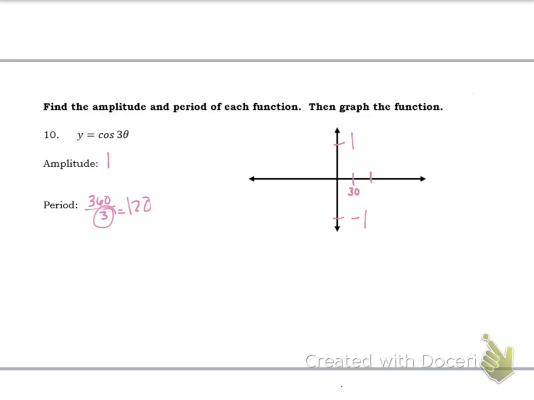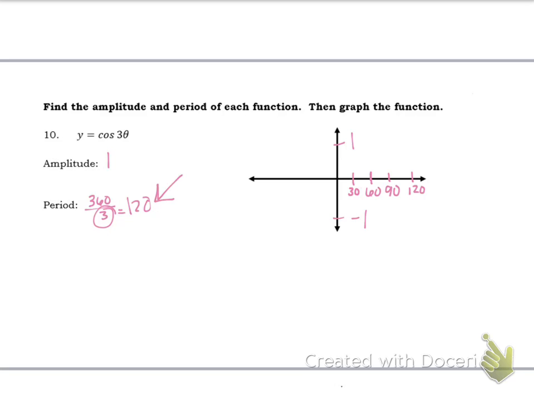My next one would have been 180. 180 divided by 3 gets me 60. My next one would have been 270. 270 divided by 3 is 90. And then my last one would be 360. 360 divided by 3 will get me 120. And then I follow suit on the left side.